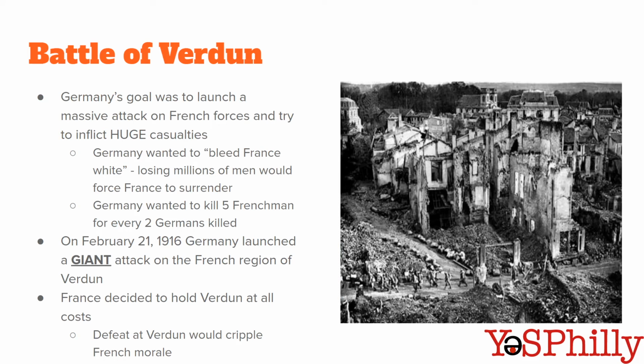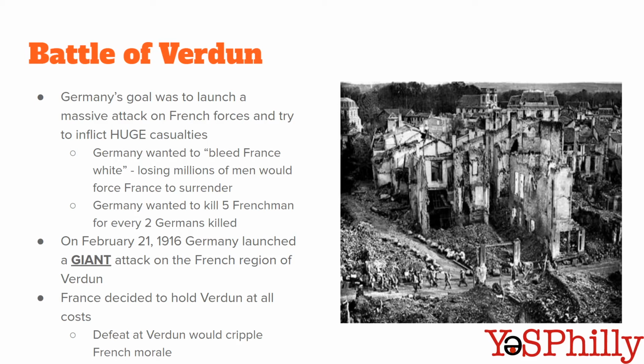So what's going on in the Battle of Verdun? All right. Germany's goal here was to launch a massive attack on French forces to try to inflict huge casualties. Germany wanted to bleed France white, which means that by losing millions of men, France would just not be able to fight anymore. Germany wanted to kill 5 Frenchmen for every 2 Germans killed.